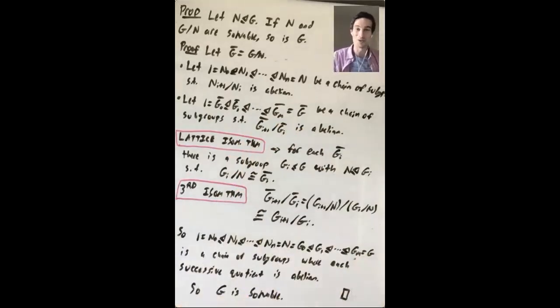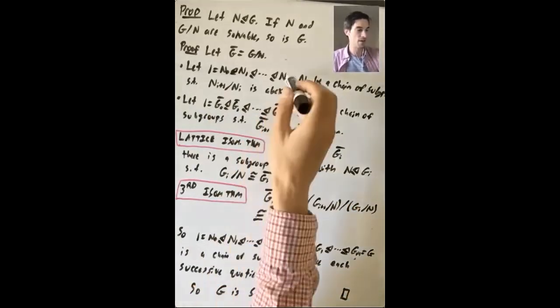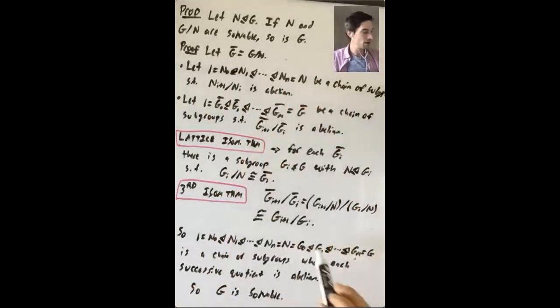So now we just write down this whole chain that we have. N1, N2, up to Nn, which is just this subgroup N. But N is the subgroup corresponding to G0. Then we have G1, G2, up to Gm. And this is a chain of subgroups now where each successive quotient is abelian. The quotients in the first part come from the fact that N is solvable. And the quotients in the second part come from the fact that G(i+1) mod Gi is isomorphic to something that we know is abelian because G mod N is solvable. So we've shown that G is solvable by writing down a chain of subgroups, using the lattice isomorphism theorem, that shows that this group is solvable.